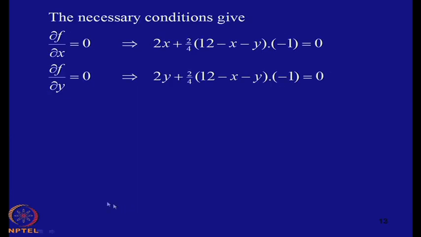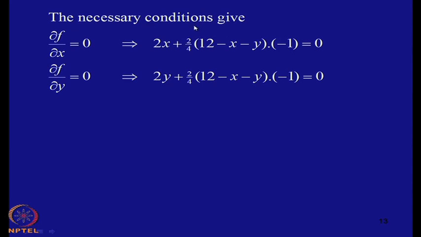Now, as I said, I have just did it, 2x plus 2 by 4, 12 minus x minus y minus 1 equal to 0, and this is the next equation we are getting. Now, we are having 2 equations and 2 unknowns. We want to get the value for x and y from this.